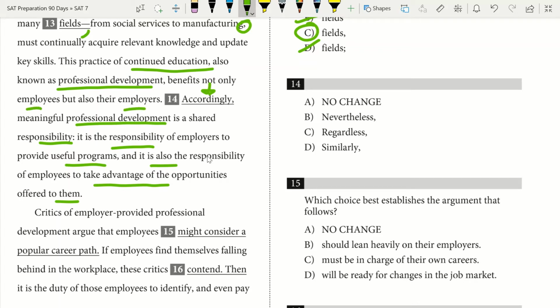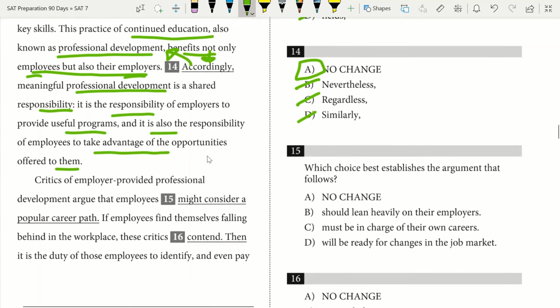Okay, that makes sense. We wouldn't want to say "nevertheless," we wouldn't want to say "regardless," and we wouldn't want to say "similarly," because this "accordingly," we need to connect it to this previous sentence to show "as a result," right? "Accordingly" here is meaning "as a result." As a result of the benefits being shared between both of them, it's a shared responsibility. So that's showing that causal relationship, A.